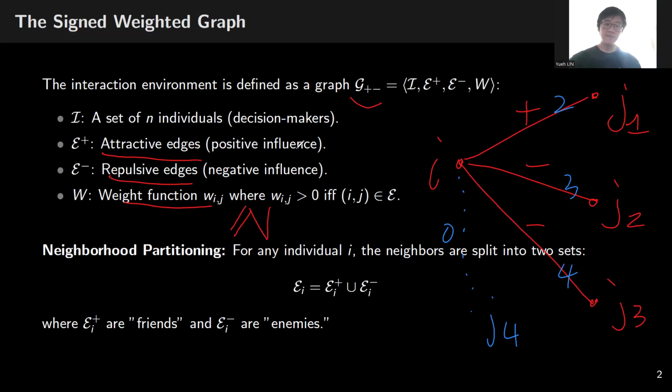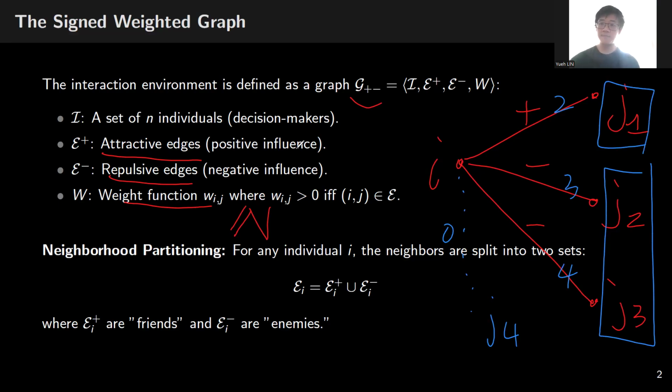Naturally, by focusing on individual I, we can look at the neighborhood and partition it into repulsive neighbors, where the links are negative, and attractive neighbors. We call them friends and enemies, and we note them as E_I plus for the friends and E_I minus for the enemies.